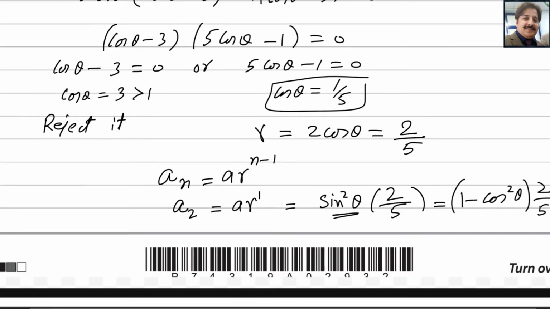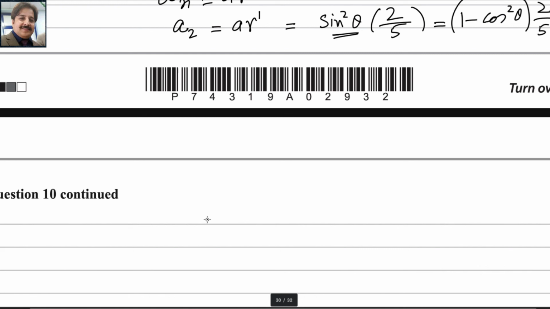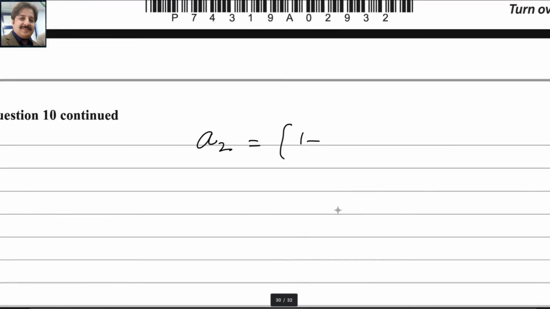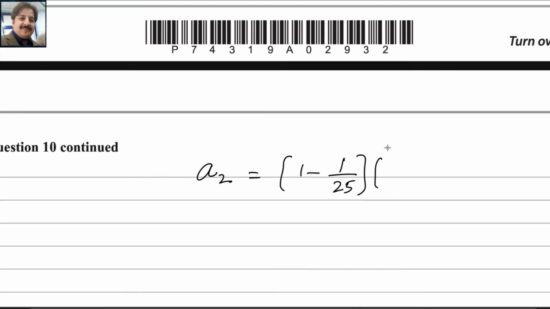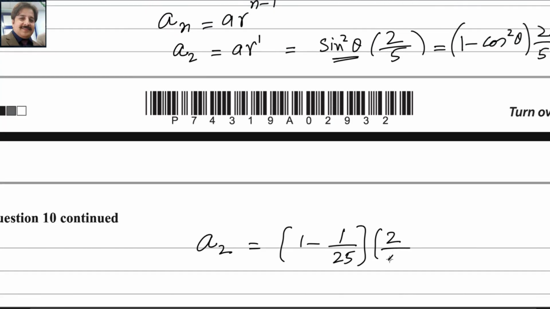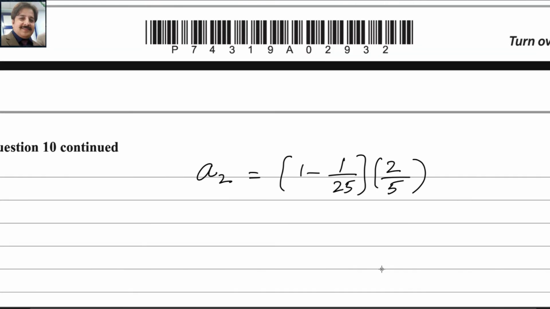Use the value of cosine theta to find the second term. Cosine theta is 1 over 5, so cosine square theta will be 1 over 25, and outside the bracket it will be 2 over 5, the value of r. Solving this, 1 minus 1/25 is 24 over 25. 24 multiplied by 2 is 48, and 25 multiplied by 5 is 125. So this is the exact answer for the second term.